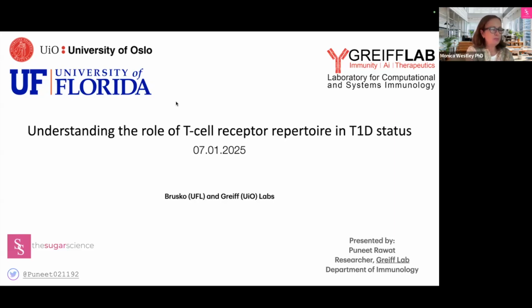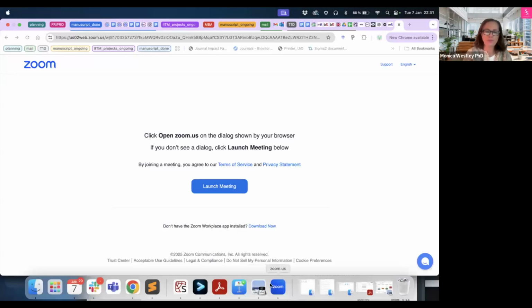A little bit about him. He's a researcher at the University of Oslo, specializing in computational immunology, and his research focuses on structural and repertoire level analyses of B cell and T cell receptors, aiming to advance our understanding of antibody-antigen interactions and immune repertoire diversity. And the title of his talk is Understanding the Role of T cell receptor repertoire in type 1 diabetes status.